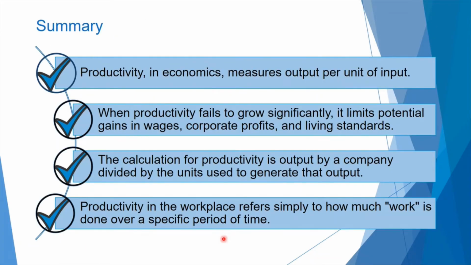In summary, we have several summaries from this lecture. The first one is that productivity in economics measures output per unit of input. When productivity fails to grow significantly, it limits potential gains in wages, corporate profits, and living standards. The calculation for productivity is output by a company divided by the units used to generate that output. Productivity in the workplace refers simply to how much work is done over a specific period of time.